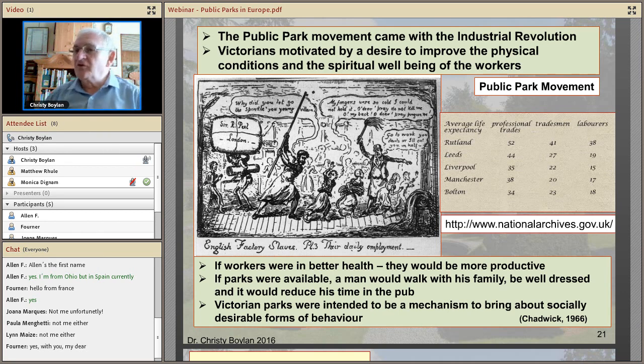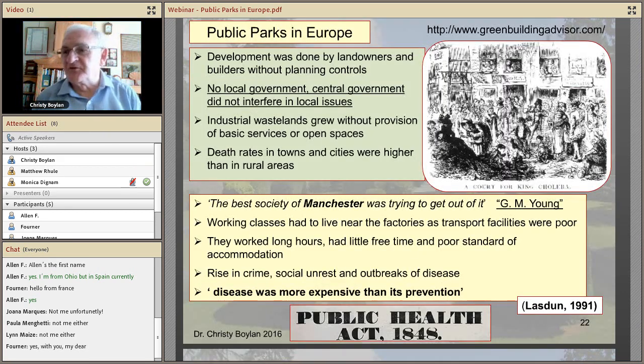So the Victorians felt that if the workers were in better health, they would be more productive. Now, do you see the line here? It wasn't that they could maybe be better for themselves. They were looking at it from their own point of view, to get more production out of them. And they felt if parks were available, a man would walk with his family, be well dressed, and it would reduce his time in the pub.